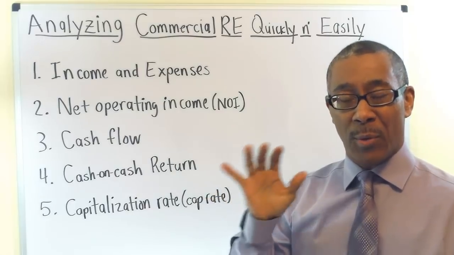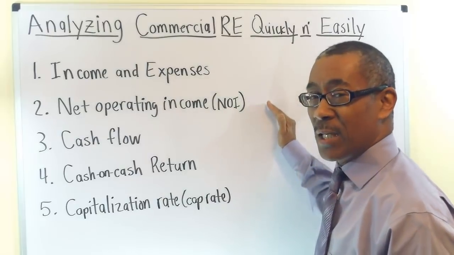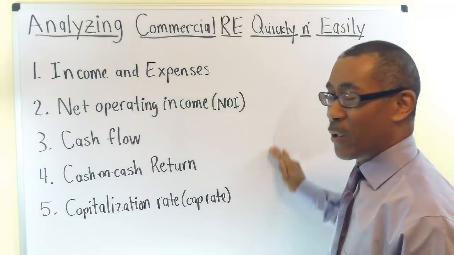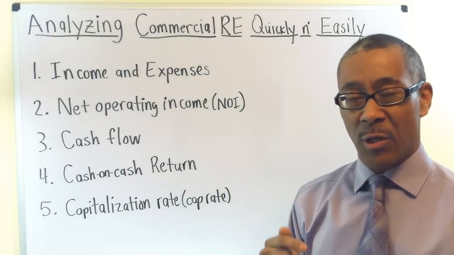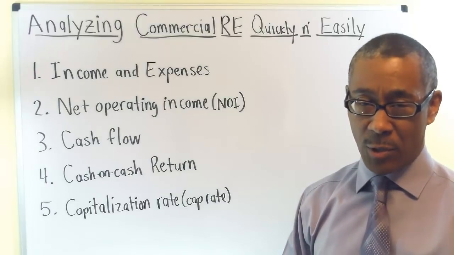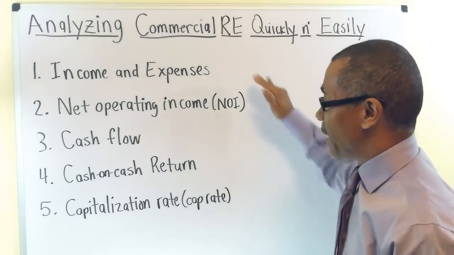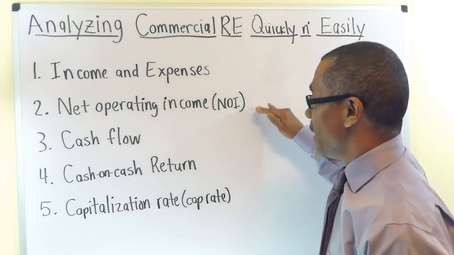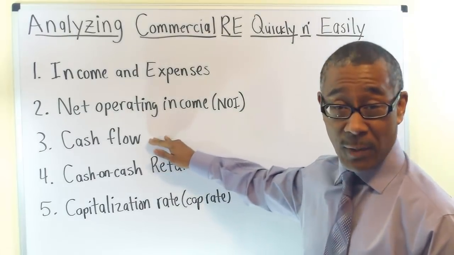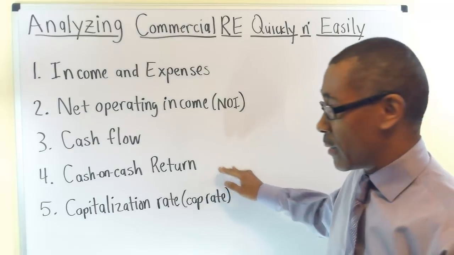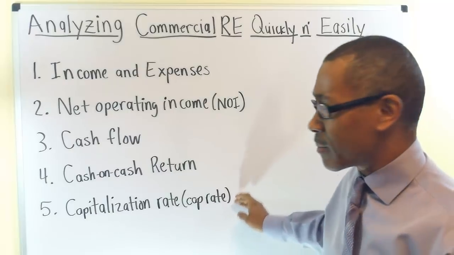And what I'm going to do is break down those three questions by going over these five key terms here. These five terms are five key investment terms if you are going to invest in commercial real estate. These are your guiding principles of investment, and they are income and expenses, net operating income, or sometimes referred to as NOI, cash flow, cash on cash return, and capitalization rate, sometimes referred to as a cap rate.